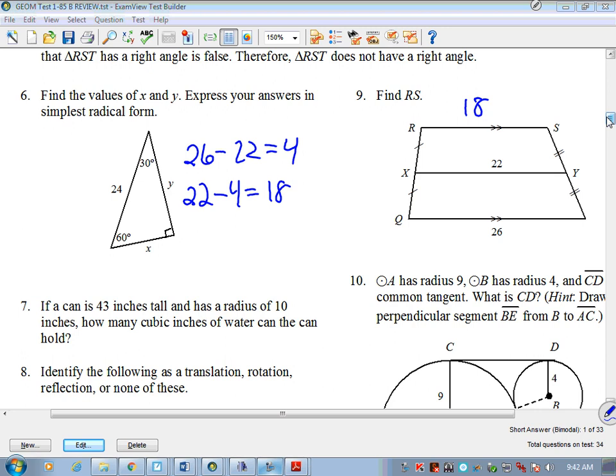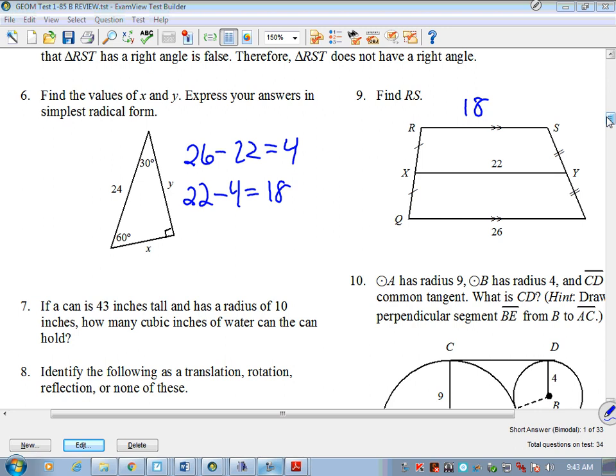Because the difference between my mid-segment and my longer base is going to be the same difference between my mid-segment and my upper base. But my upper base is going to be that same amount shorter than my mid-segment, as my mid-segment is from my longer base.